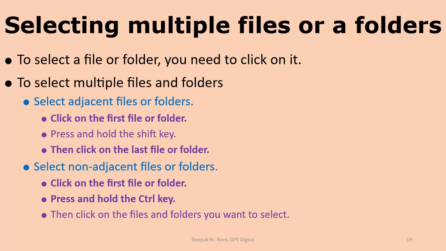Selecting multiple files or folders. To select a file or folder, you need to click on it. To select multiple files or folders, we have to follow different methods. There are two ways by which you can select multiple files or folders. First, select adjacent files or folders. In this, we have to use the Shift key. And second, selecting non-adjacent files or folders. In this, we have to use the Control key. I am showing you practically how we can select multiple files or folders.